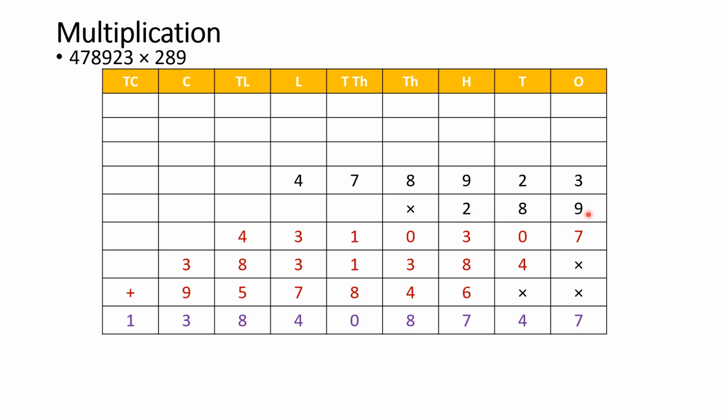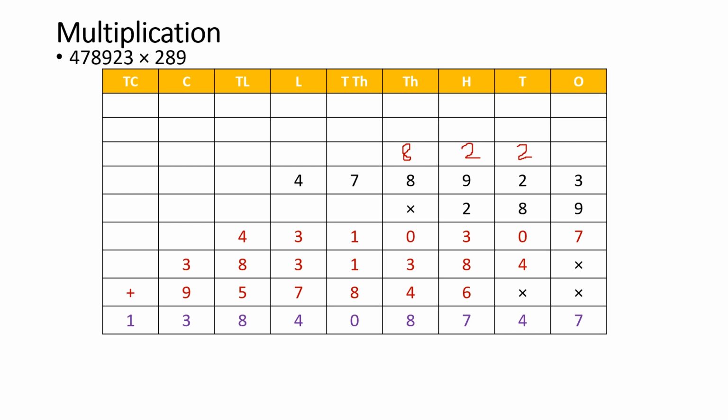Now at first we will multiply all these numbers by 9, and 9 threes are 27. We will write 7 here and 2 here. Now 9 twos are 18, 18 plus 2 is 20. We will write 0 here and 2 here as carry. Then 9 nines are 81, 81 plus 2 is 83. We will write 3 here and 8 here.